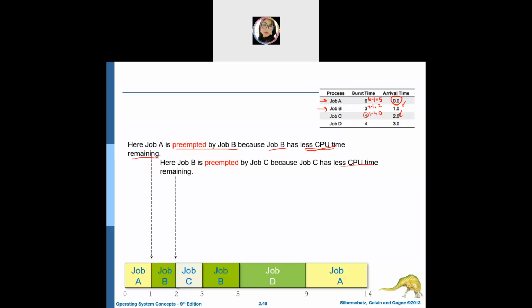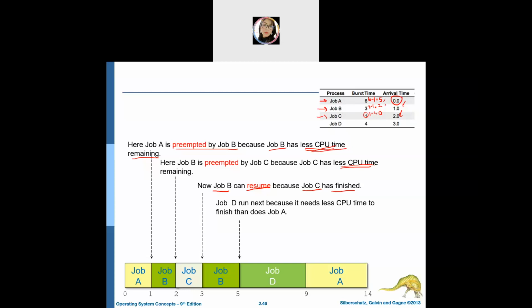Then you can see here, similarly, job B will be resumed because job C is finished. I already mentioned, right? Before it finishes, it's going to find out which one will replace it. So it will pick which one? The one with less CPU time. Which one has less CPU? B. Okay, so you're going to do the job B.